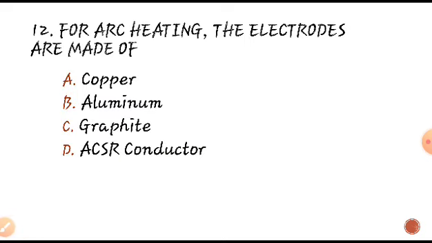Question number 12. For arc welding, the electrodes are made up of A. Copper, B. Aluminum, C. Graphite, or D. ACSR conductor. So the answer for this question is option C, graphite. Electrodes of arc heating are made up of graphite.